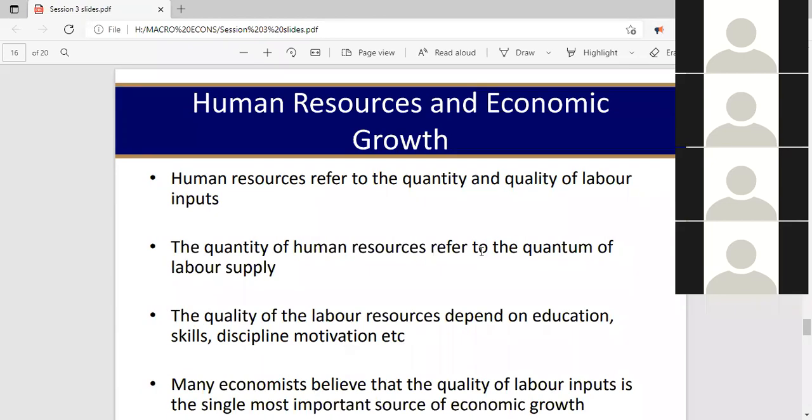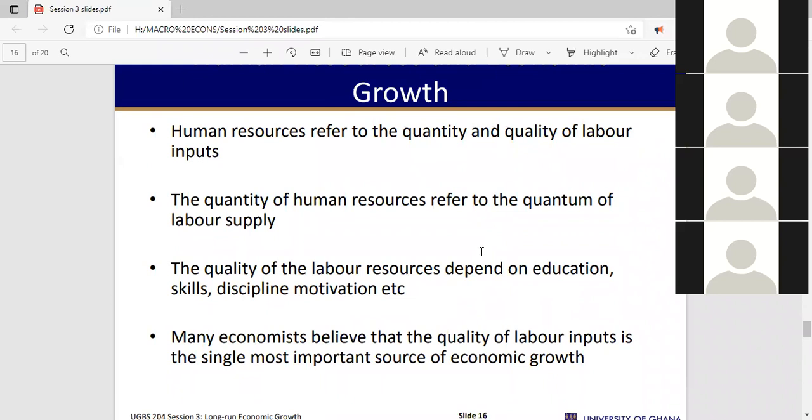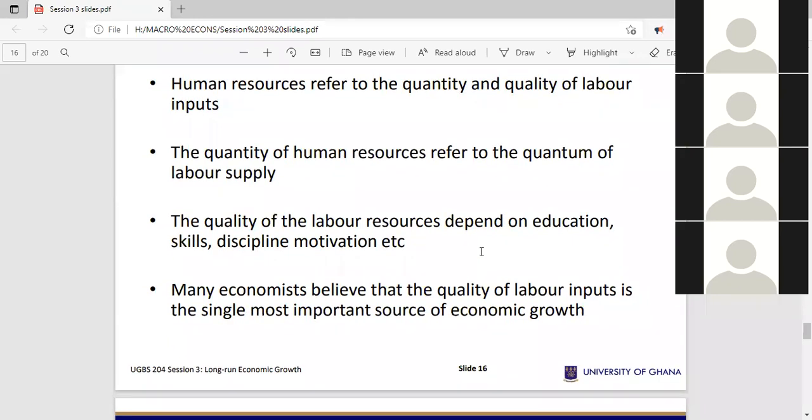You know, labor is related to human resource. So we are going to understand how labor can influence our growth in the economy. When we say human resource, we are referring to the quantity and quality of labor input. When we say the quantity of labor, we are looking at the quantum of labor supply. So how many people are employed? That's the quantity of it.